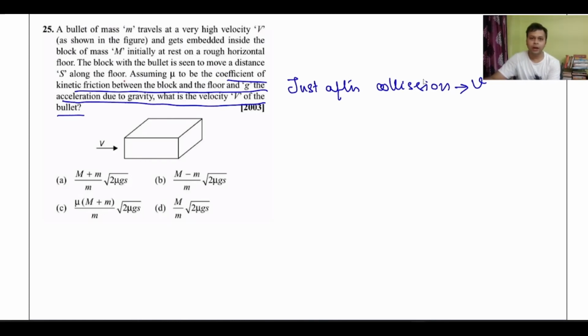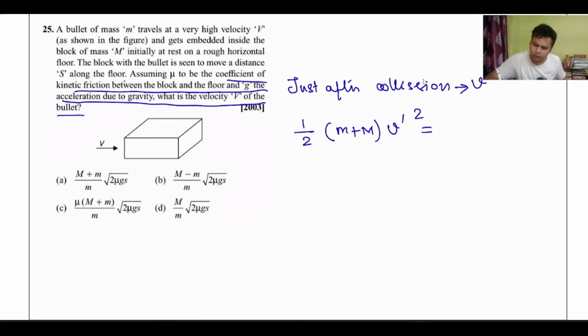So what exactly has happened here is that all the kinetic energy of the bullet and the block initially. So what is the kinetic energy of the bullet and the block? Half (m plus M) v dash square. So this is the kinetic energy that was with the block plus bullet just after the collision, and this was expended by the friction. Friction was doing work against this, right? So all this energy got dissipated in friction.